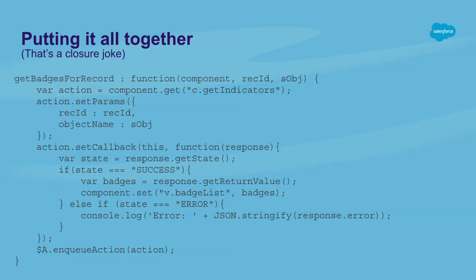So closure is essentially the memory of a given execution context, right? Context one is the get badges for records function here. And just as you saw in my example where I had set timeout, this is the original execution context, and it's going to run from start to finish. But part of that is sticking that callback out there as well.